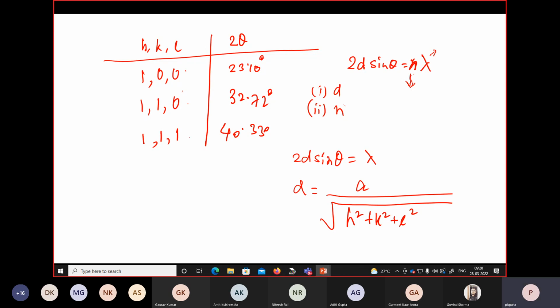Now the maximum value of d can be how much? If you look at this, the maximum value of d can be a, right? Agreed? That is the lattice constant. So you see, for higher values of HKL, d will decrease. For higher values of HKL, d will decrease, right?